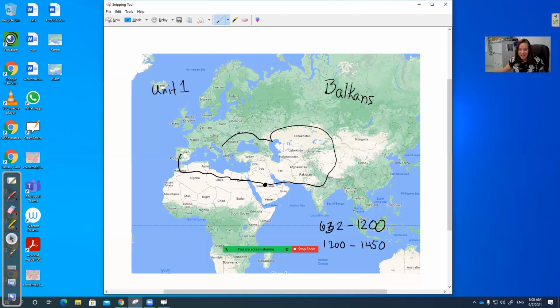These here are the Balkans. And these up here, these here are the Baltics. The Baltics are up here and the Balkans are down here. You need to know the difference between the Baltics and the Balkans. Okay, I've spent enough time on that. We have to get back to Islam.